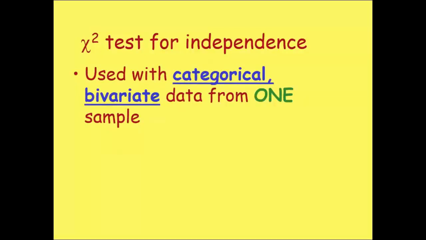Okay, so let's clarify the terminology here. Categorical means we're counting categories of some kind. Bivariate means there's two variables that we're measuring, and one sample means we're investigating one thing, where we just went out there and collected data once.